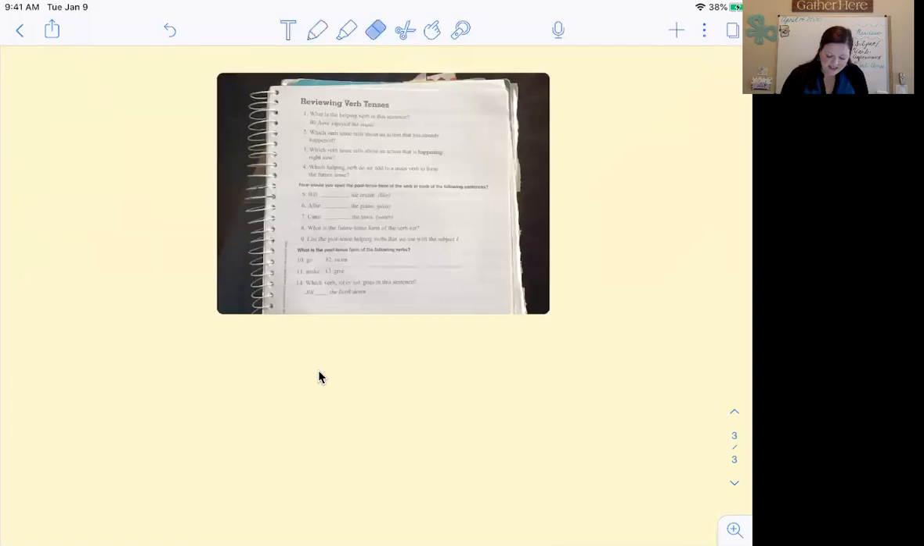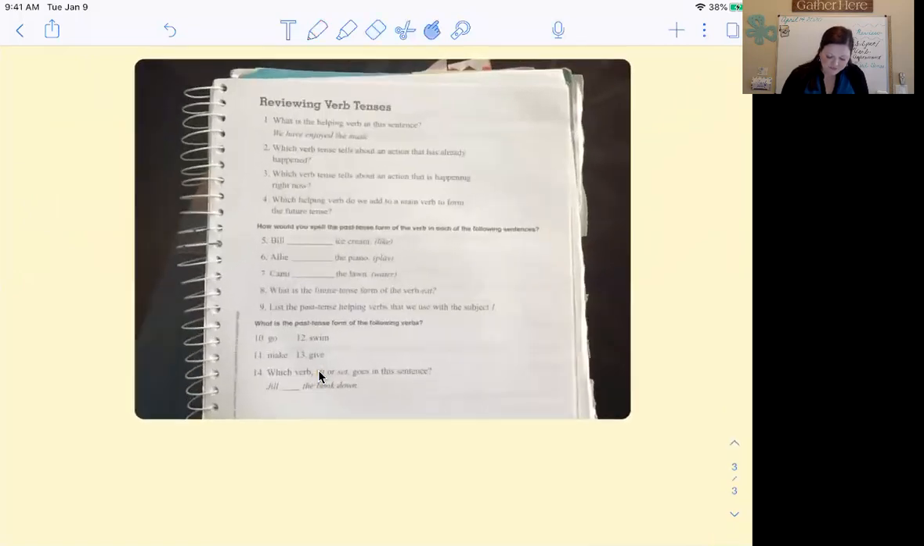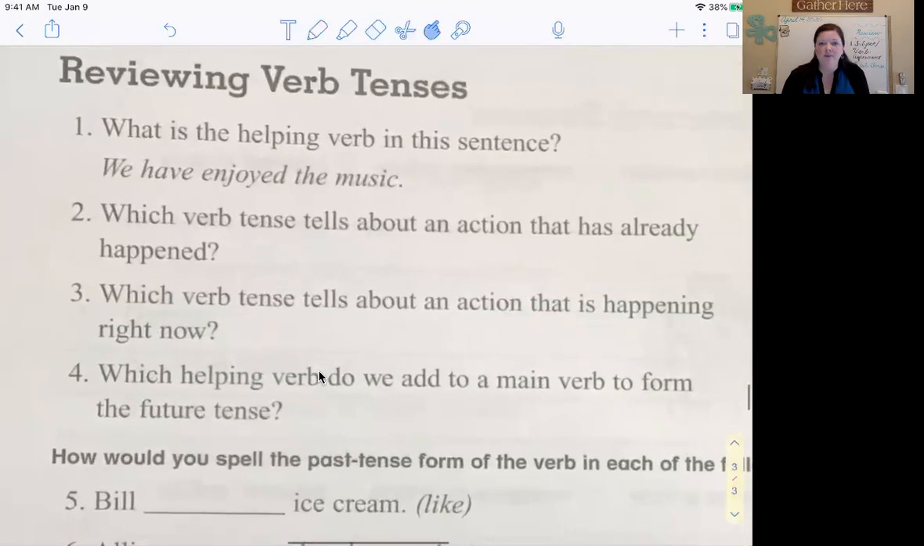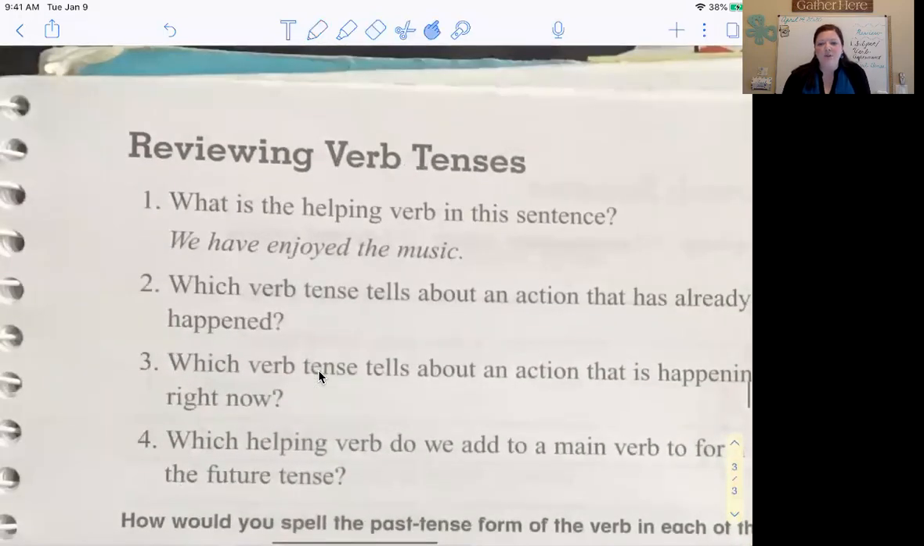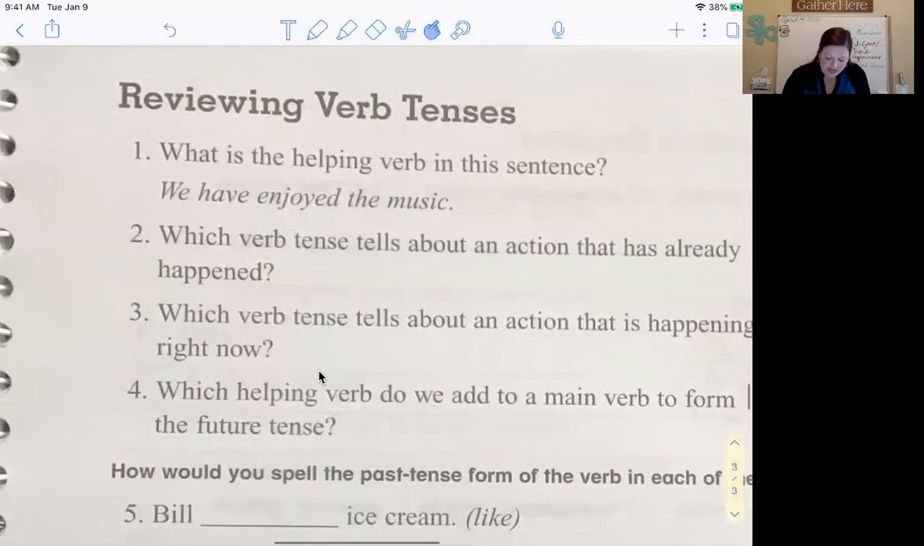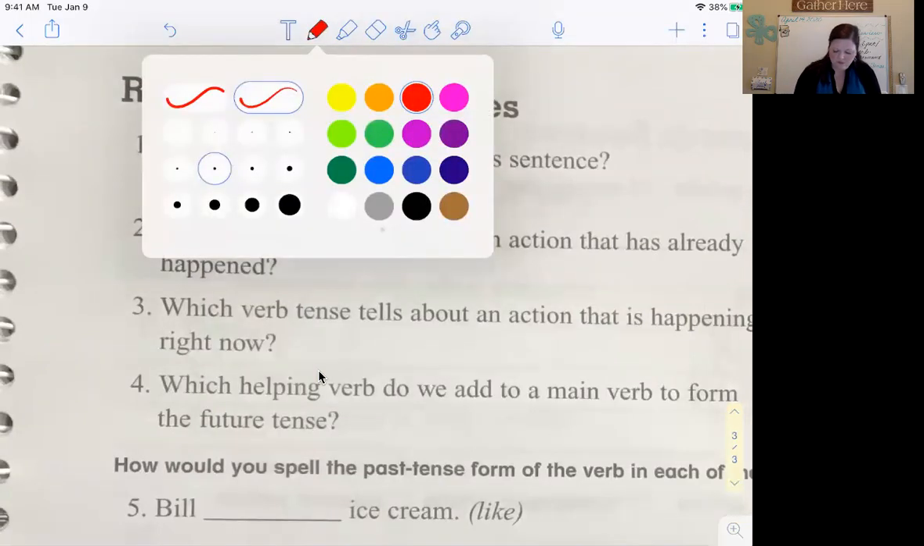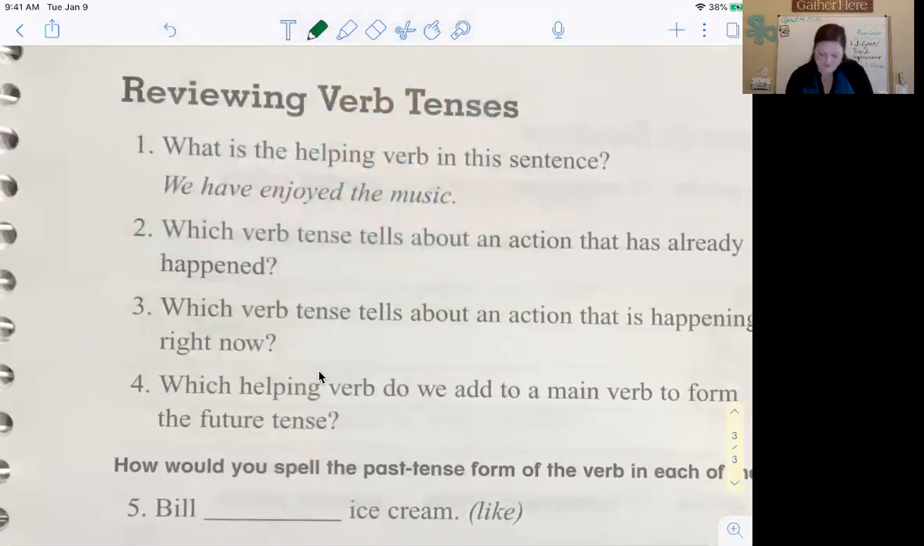Okay, the last thing that we're going to review together today is verb tense. Let's look at sentence number 1. What is the helping verb in this sentence? We have enjoyed the music. Have.